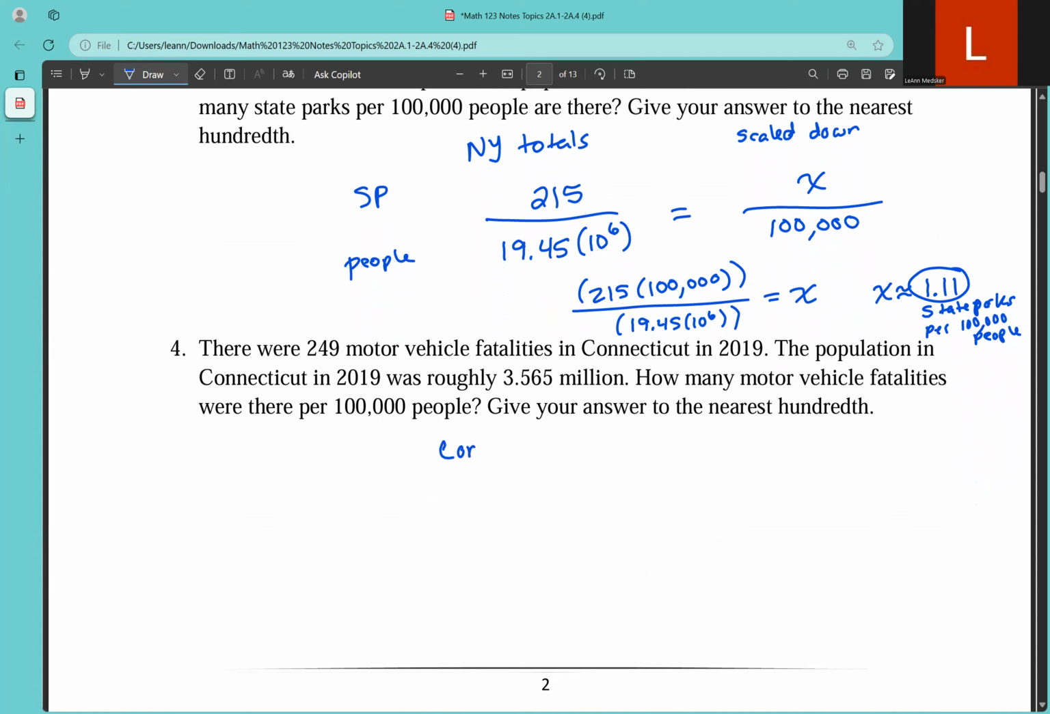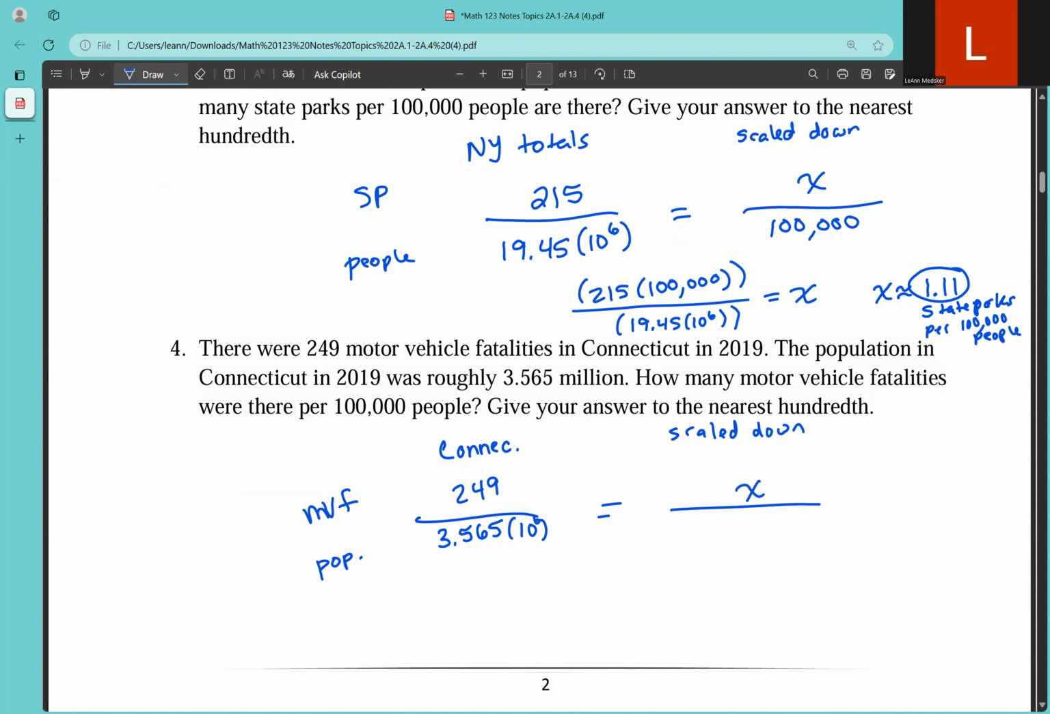So we have Connecticut, and we have the scaled down version for Connecticut. We're going to have motor vehicle fatalities. I'm just going to abbreviate that. And then we're going to have the population, or the people. Just labeling helps connect where you're putting things. So we had 249 motor vehicle fatalities for the whole state, and the rough population then was 3.565 times 10 to the 6, since it's a million again.